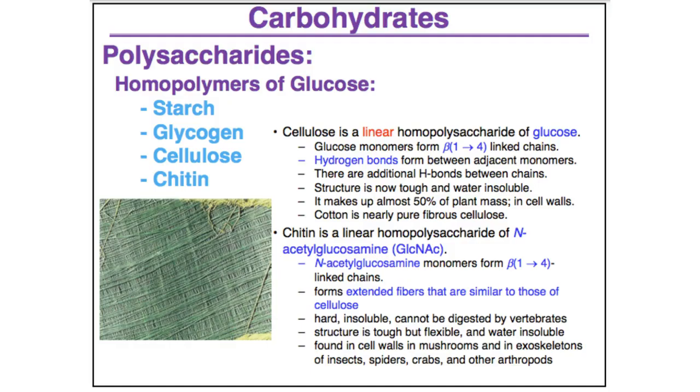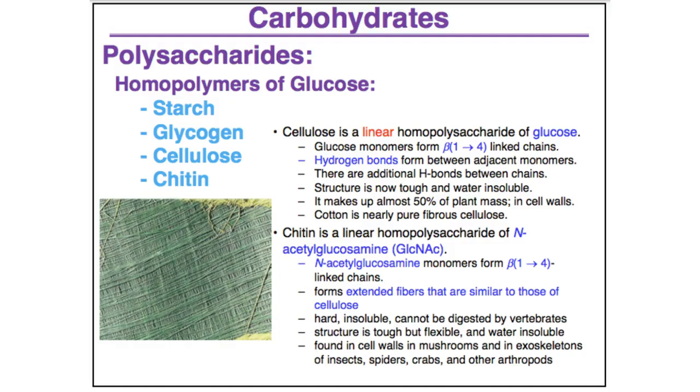And then you have chitin, which is a linear homopolysaccharide of N-acetyl glucosamine. And so it has this monomer of N-acetyl glucosamine with a beta glycosidic bond with the anomeric carbon attached to the fourth carbon of the second monomer. And then this forms extended fibers that are similar to those of cellulose.